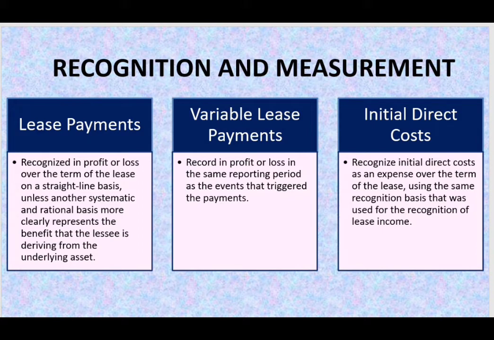Secondly, variable lease payments. These are recorded in profit or loss in the same reporting period as the events that triggered the payments. And then we have initial direct costs. Under initial direct costs, the lessor recognizes them as an expense over the term of the lease, using the same recognition basis that was used for the recognition of lease income.